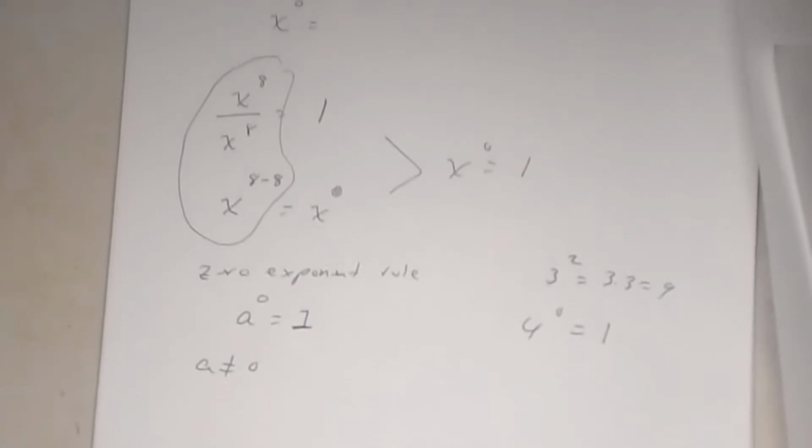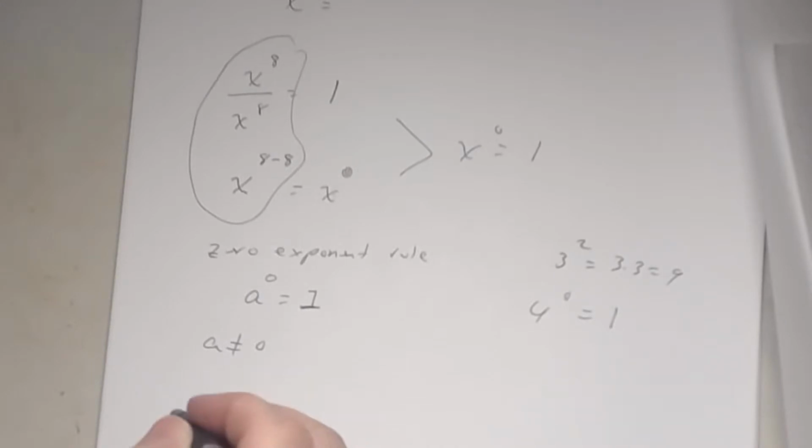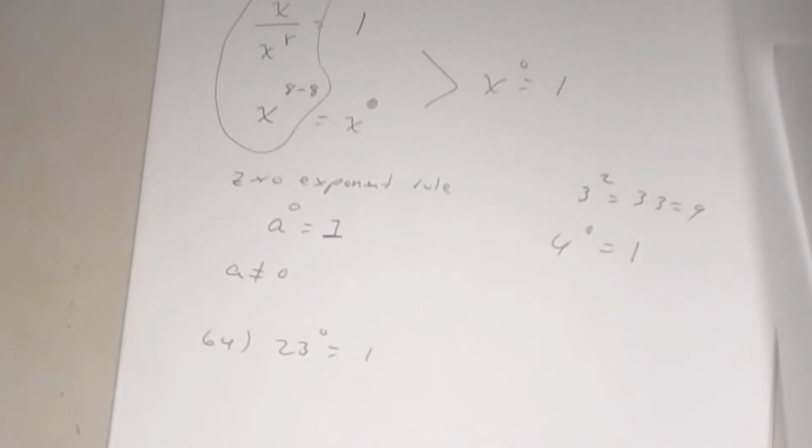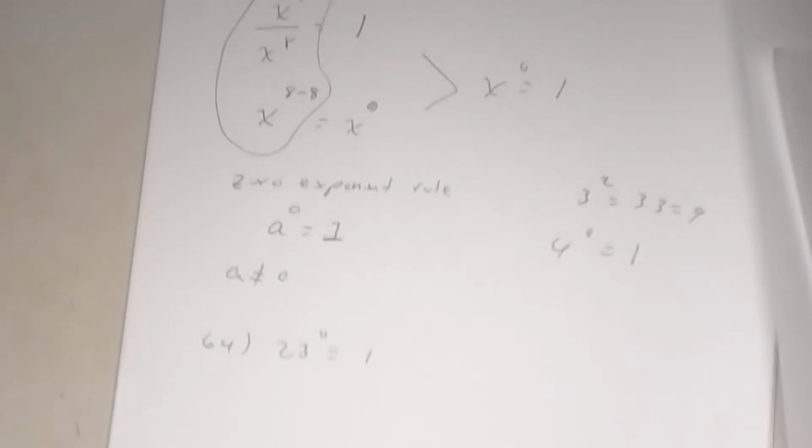So any non-zero number raised to the 0 power is going to be equal to what? 1. Okay, so anything raised to the 0 power is 1. All right, so knowing that now, let's look at number 64. You have 23 to the 0 power. Very quick, what's that equal to? 1. And if you forget, especially if the base is a number, use your calculator. On your calculator, say 23 raised to the 0 power and press equal, you're going to get a 1.